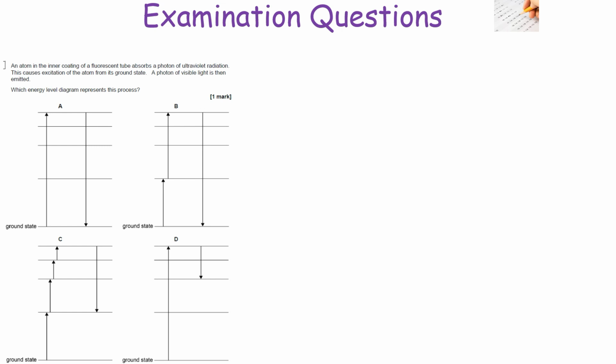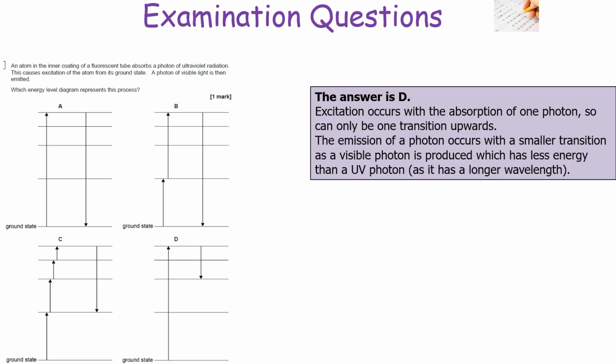Right, the answer here is going to be D, because excitation only occurs with the absorption of one photon, because that's what's stated in the question. So there can only be one transition upwards to cause this excitation. But the emission of a photon occurs with a smaller transition than the excitation, because it's a visible photon produced, which has less energy than a UV photon, because it's got a longer wavelength, so therefore lower frequency. So the transition downwards has to be a smaller difference than the transition upwards. So the only possible combination of this is D.